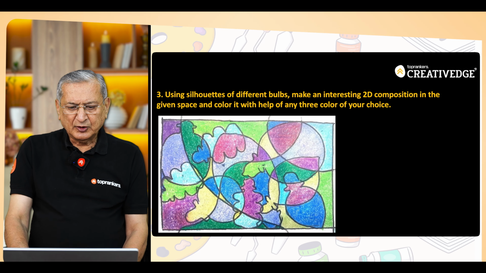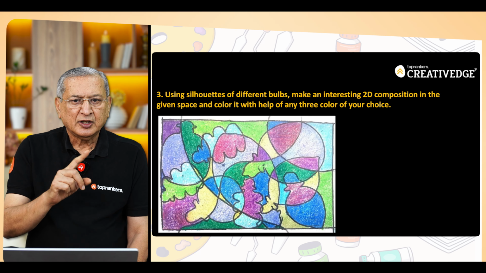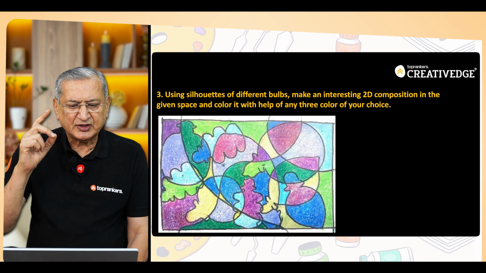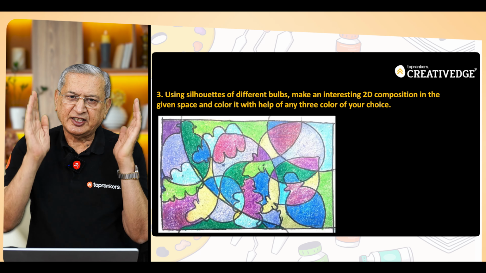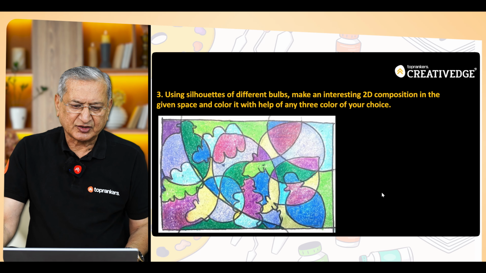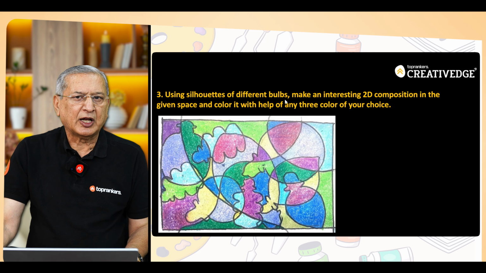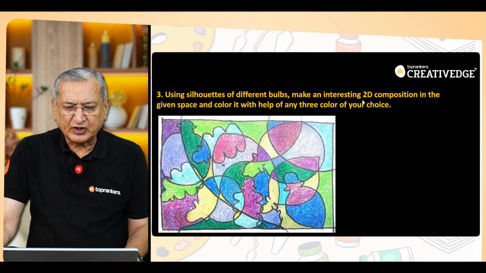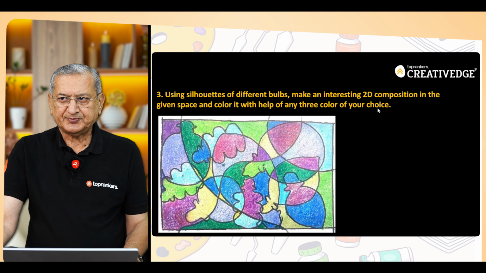Now this is one beautiful example where the color distribution in the elements as well as in the background is of one theme, and the theme is analogous color. Using silhouettes of different bulbs, make an interesting 2D composition in the given space and color it with the help of 3 colors of your choice.